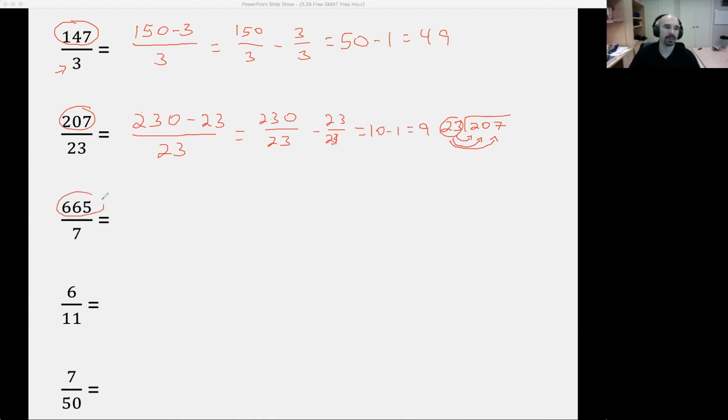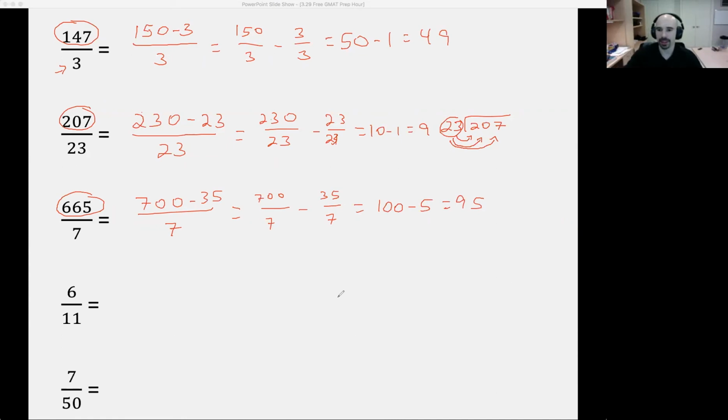665. Work with me here. What would you pick for 665 over 7? All right, I'm seeing some 700s there, so I'll have to subtract what? All right, I'll subtract 35. And so we have, effectively, 100 minus 5, which is 95.